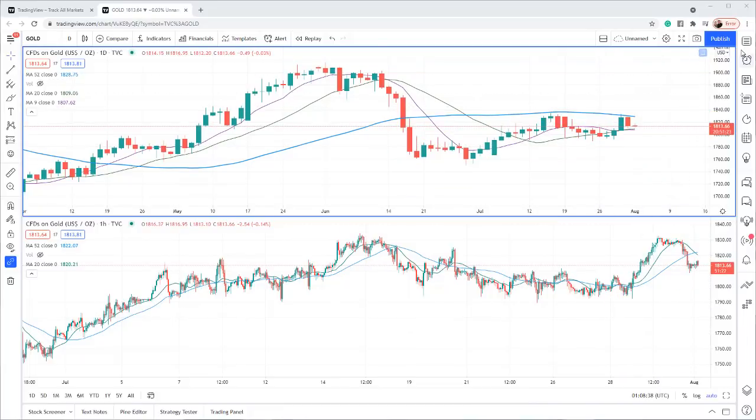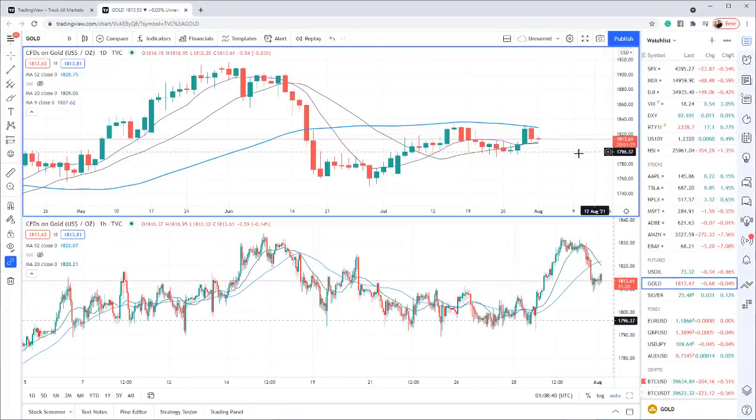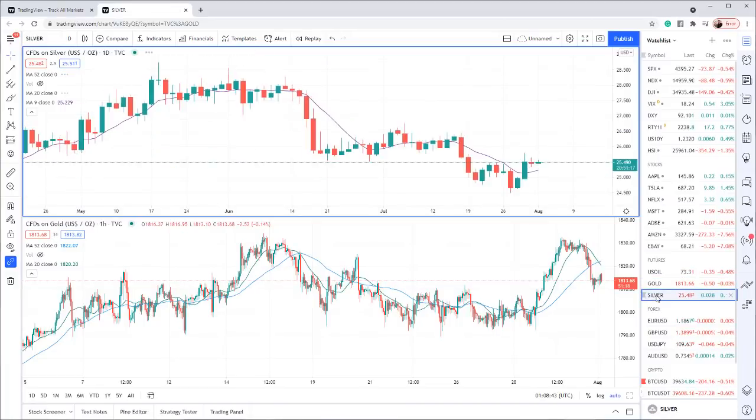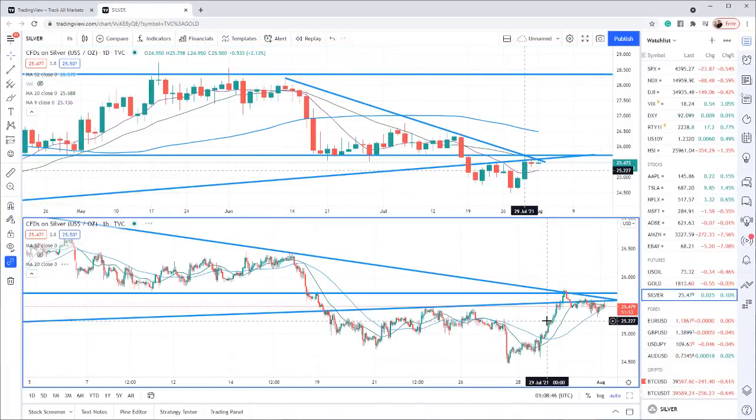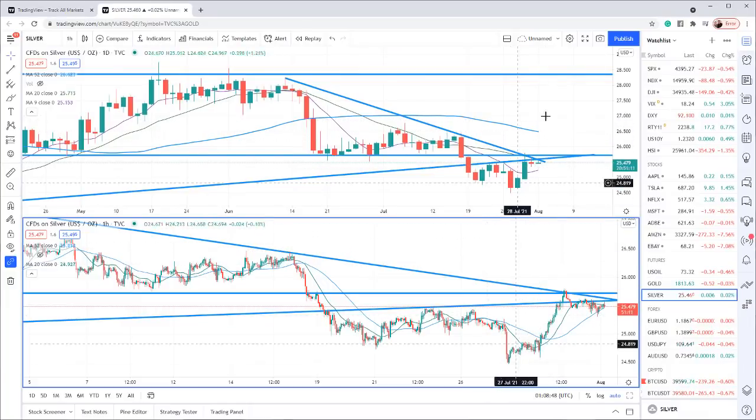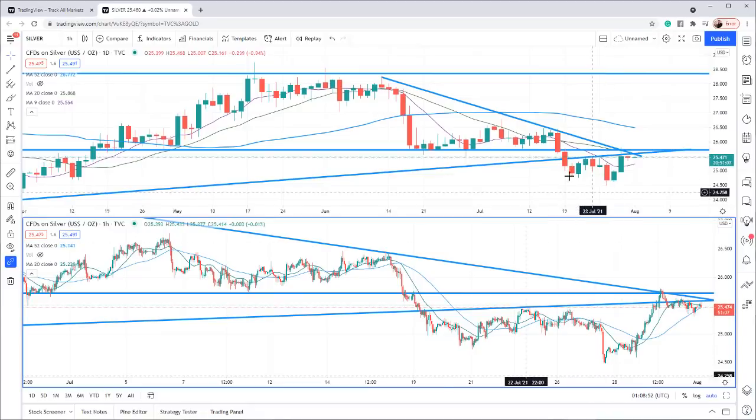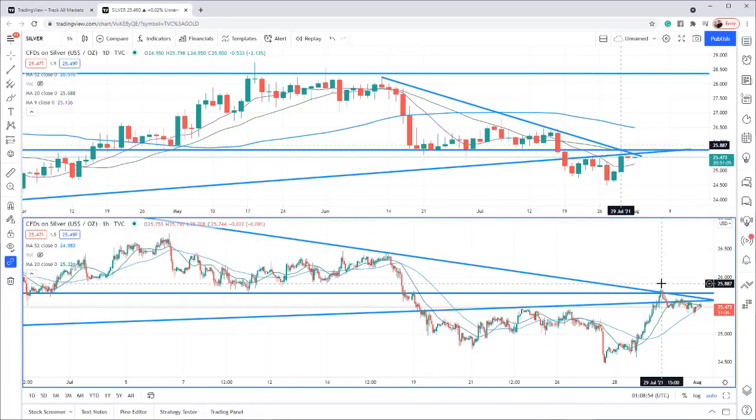Now, let's go have a look at the silver prices. And we see what's happening here on the silver market as well. There's a lot of interesting things happening with silver right now. So let's go back to this daily chart, and I know this looks very, very busy here.